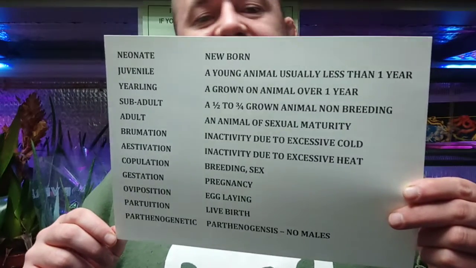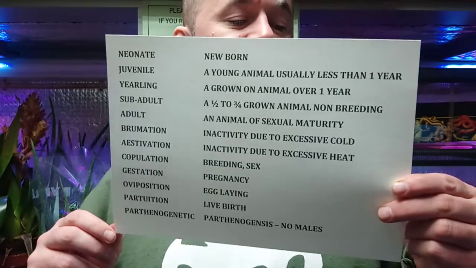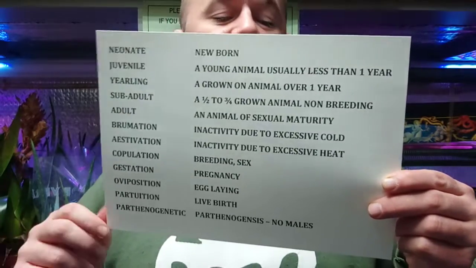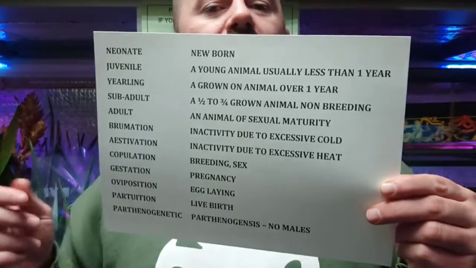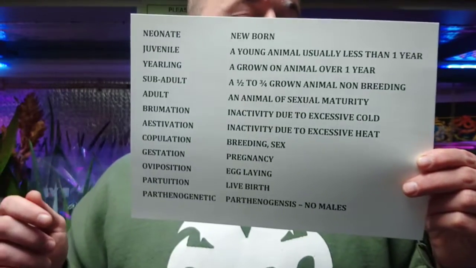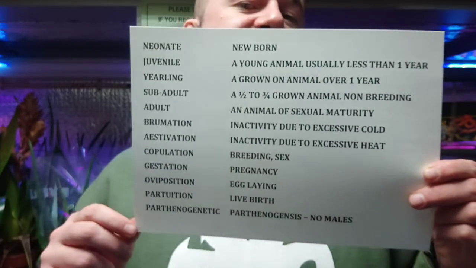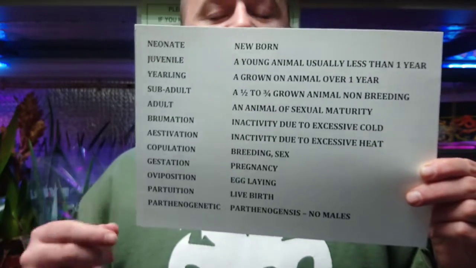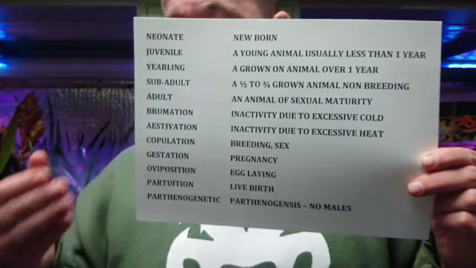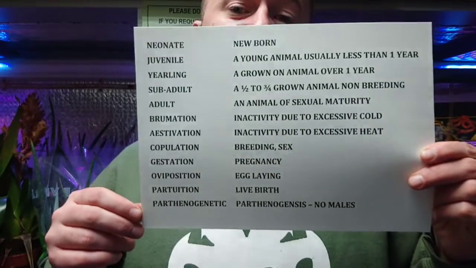Copulation, the act of breeding or sex. Gestation, pregnancy. Oviposition, the true word for egg laying. Parturition, live birth. Or if an animal is parthenogenetic, it means that it can reproduce without the presence of a male. There are certain gecko species that you can buy, such as mourning geckos, that are parthenogenetic. So this example will come up if you keep things such as the mourning gecko.